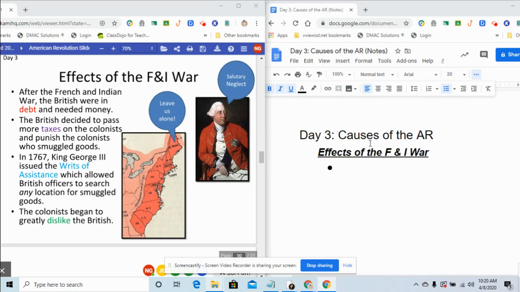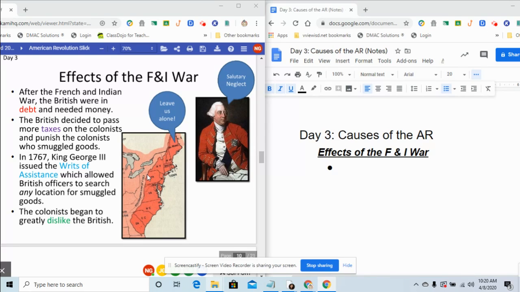I've already set up my notes. Day 3 title. I have my subtitle, Effects of the F and I War, and we're going to take a look into that today. If you remember, the war had just finished. William Pitt said, the British will pay for everything, and then the British colonists will pay us back. Will pay the crown back, right?